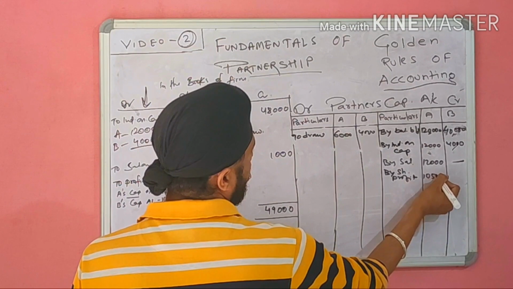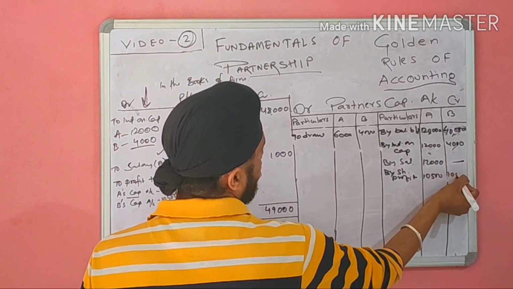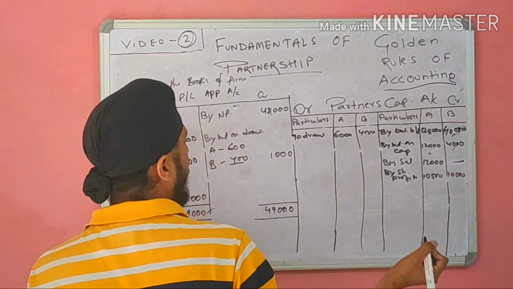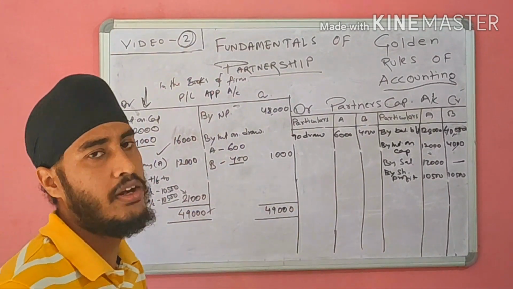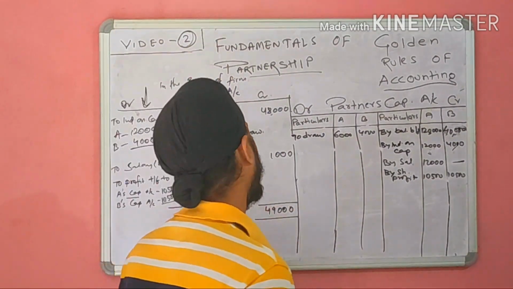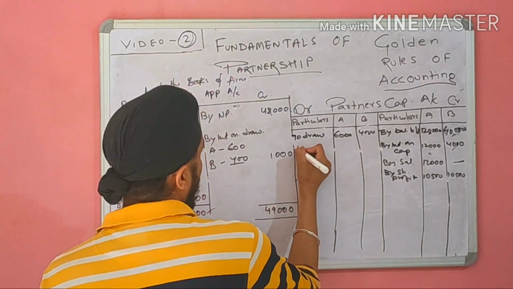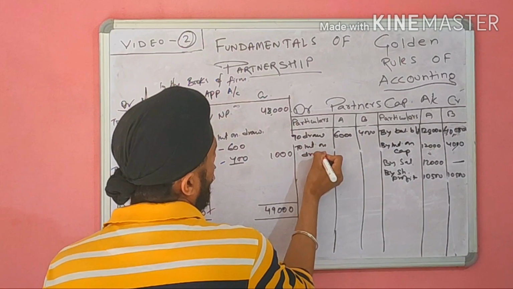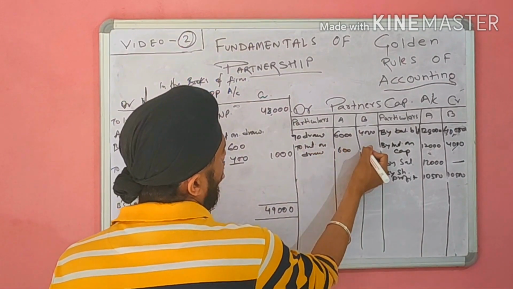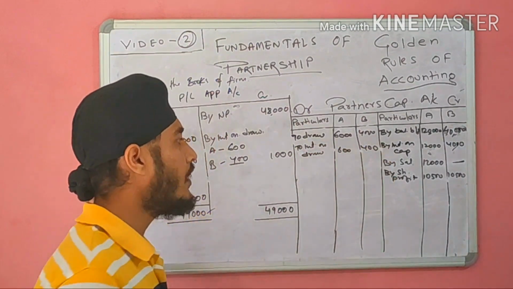By share of profit. What was the share of profit? 10,500, 10,500. And now we'll come to the debit side. The debit side is interest on drawings. The partner has to pay drawings from their pocket, so it is a loss for them and capital will decrease. We'll write to interest on drawings 600, 400. Now everything is recorded.